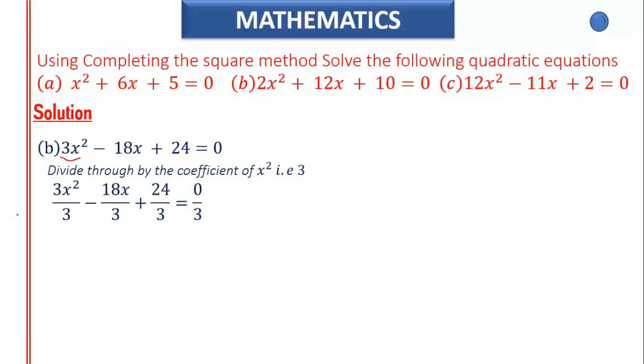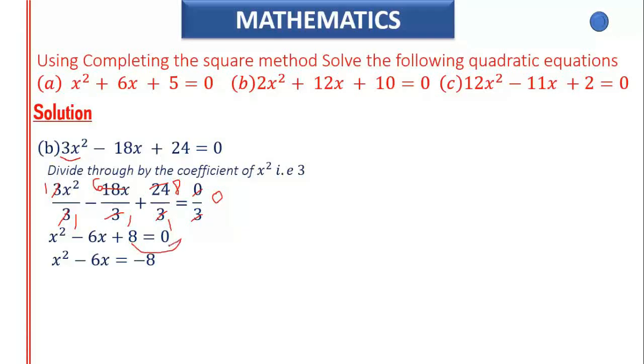Of course, 3 cancels 3 here to give 1, 3 here gives 1, and from here 3 into 18 gives 6, and 3 into 24 gives 8. Of course, 3 into 0 gives 0. That takes us to the next equation, x squared minus 6x plus 8 equals 0. From here we can apply the previous method. We take the 8 to the other side.